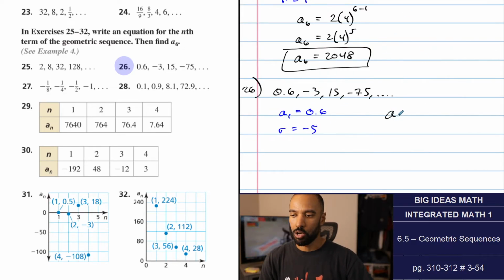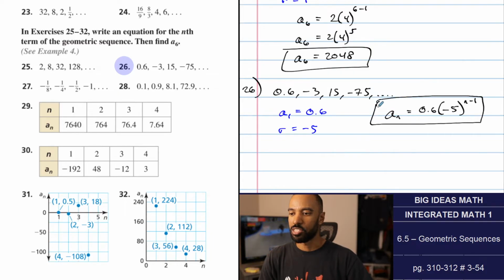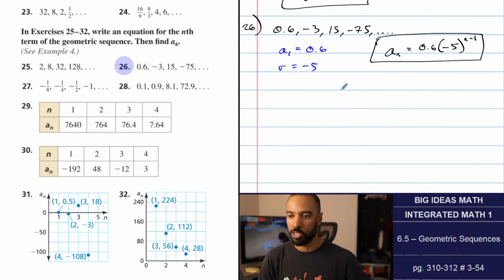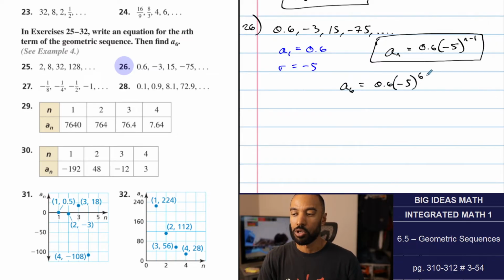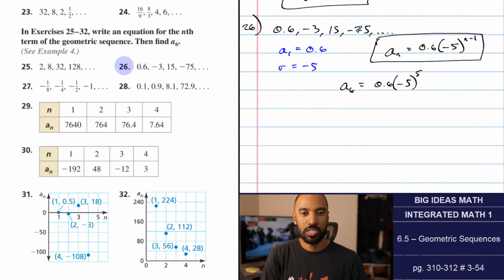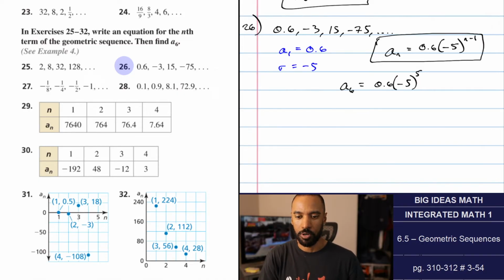So as far as our rule goes, we'd say a sub n equals 0.6 times negative 5 to the n minus 1 power. Applying the same thing as we did before to find a sub 6, we'll do that for all these problems though. A sub 6 will be 0.6 times negative 5 to the 6 minus 1 power, excuse me, to the 5th power. I think on this one I'd rather go to the calculator for it personally, so I'm going to. I'll just type that one straight up, okay? 0.6 times negative 5 to the 5th power, right? Go in that format as opposed to that 6 minus 1 stuff. So negative 1875.